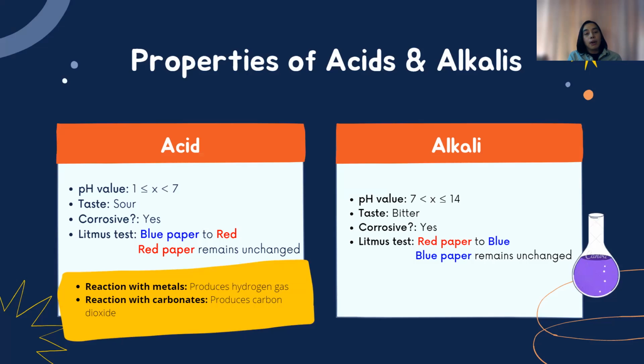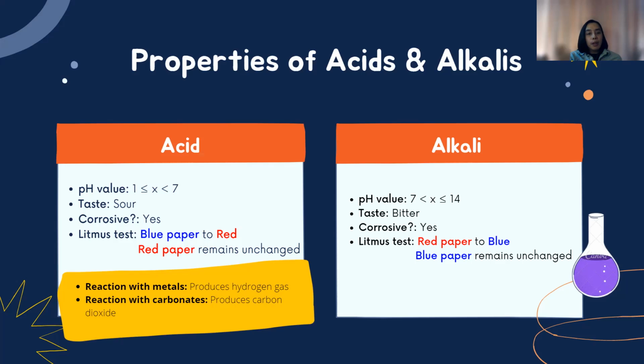For acids, it will turn blue litmus paper to red, while if we use a red litmus paper to test it, it will remain unchanged. While for alkali, if we use red litmus paper to test it, it will change the color of the red litmus paper to blue, while if we use a blue litmus paper on it, it will remain unchanged.